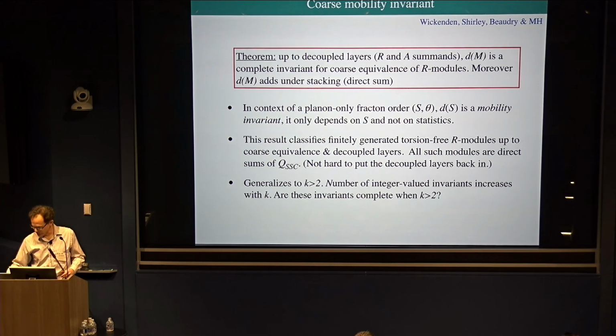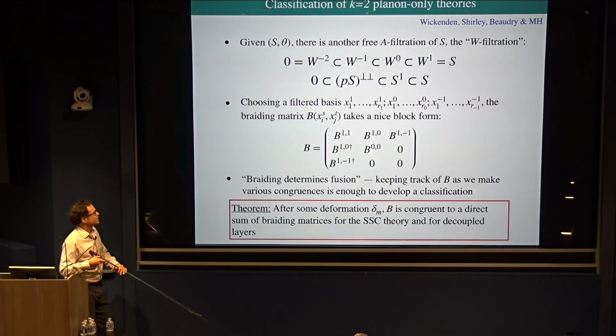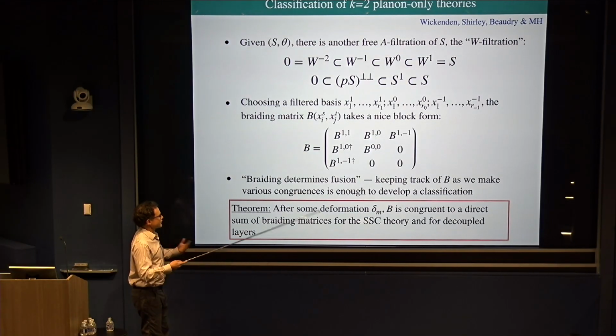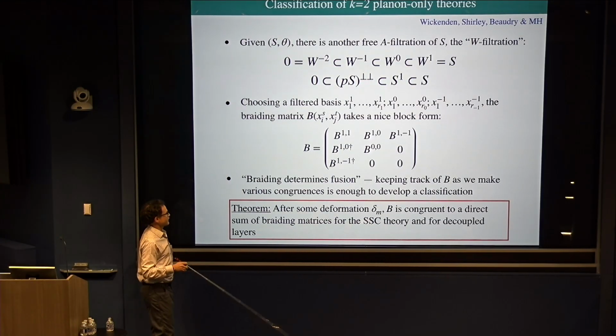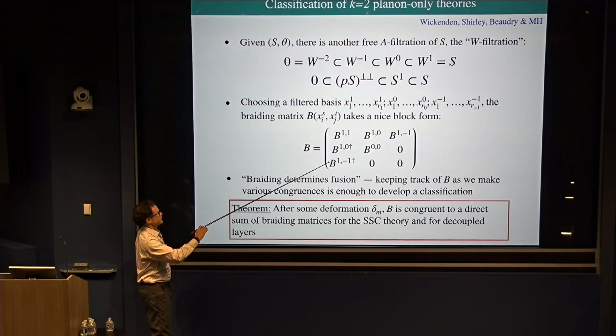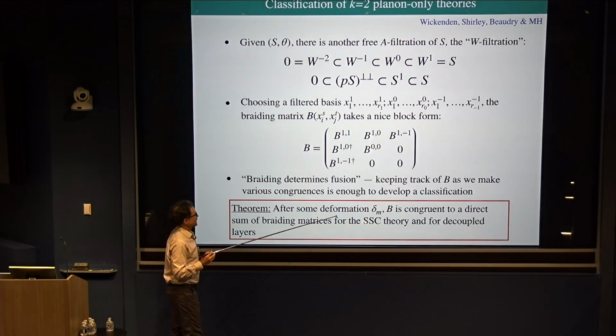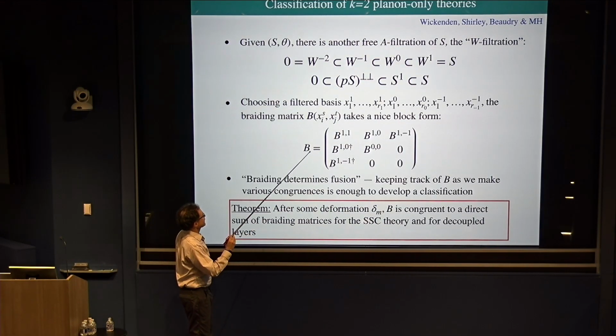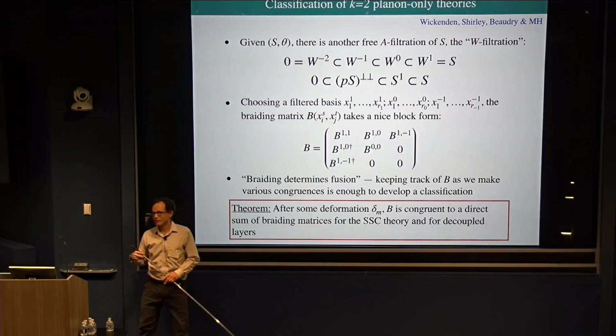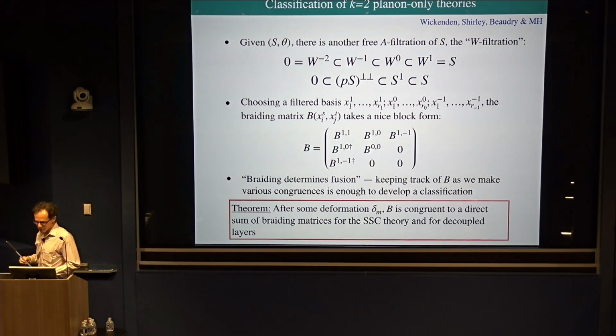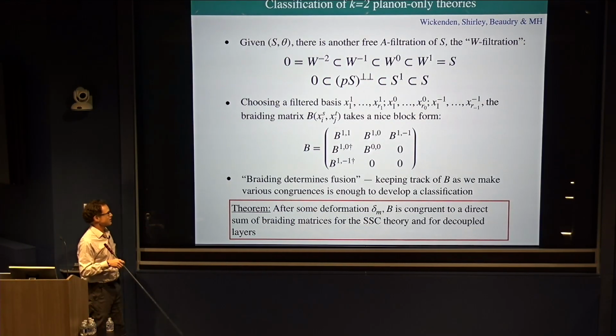Okay, so how can we use this? All right, so now if we actually want to classify planon-only fracton orders, we need the braiding as well, okay? So there's a way to express the braiding as a matrix, which has a certain nice block form. Some of the blocks are 0, some of them are non-zero. What you can do is then you can conjugate this matrix with U and U dagger, where U is some invertible matrix, so that's called a congruence. It's really just a change of basis, so you can keep changing the basis.